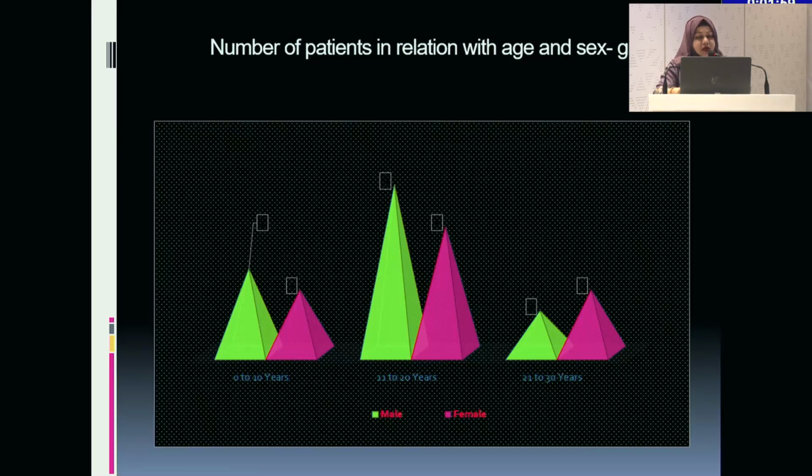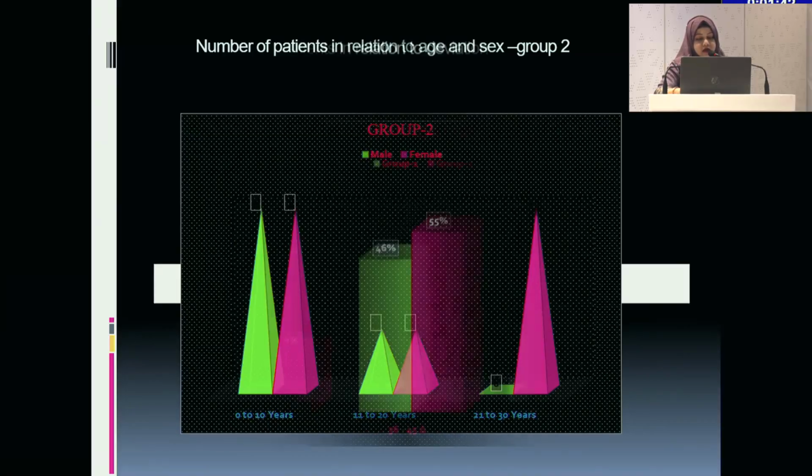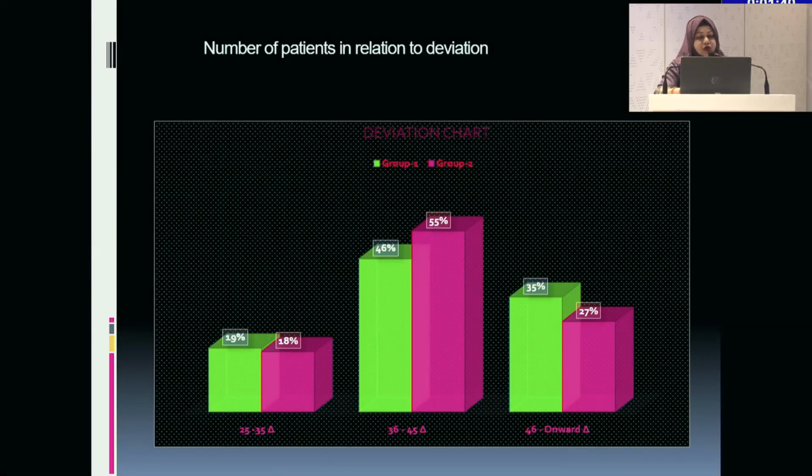Regarding the number of patients in relation to age and sex, in group 1 we found most of the patients were from 11 to 20 years of age. In group 2, most of the patients were between 0 to 10 years and 11 to 30 years of age. In relation to the deviation, the most common type was 36 to 45 prism diopters. Among them, 46% were male and 55% were female.